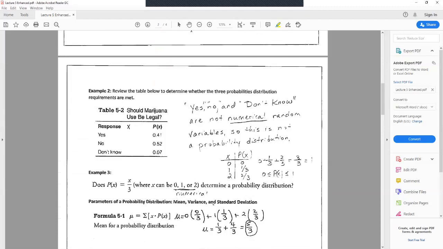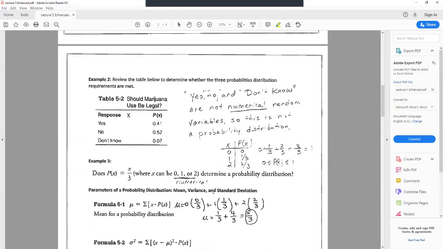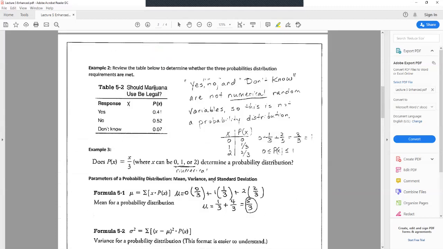Example 2. Review the table below to determine whether the three probability distribution requirements are met. Let's check and see. First of all, we have to have a random variable that is numerical. Well, the responses on this survey are random. They could be yes, no, or don't know. And they do have corresponding probabilities. But the problem is x is not taking on numerical values. Yes, no, and don't know are not numerical values. We cannot do any mathematics with those. So this is not a probability distribution.